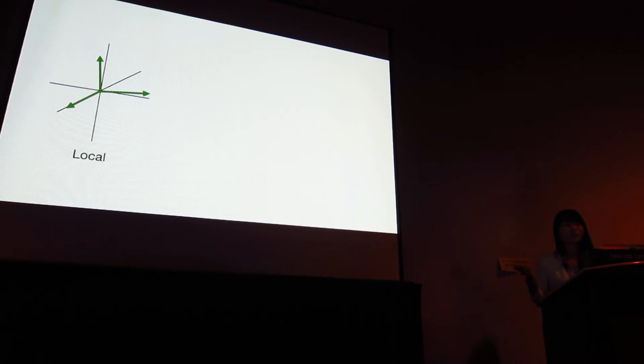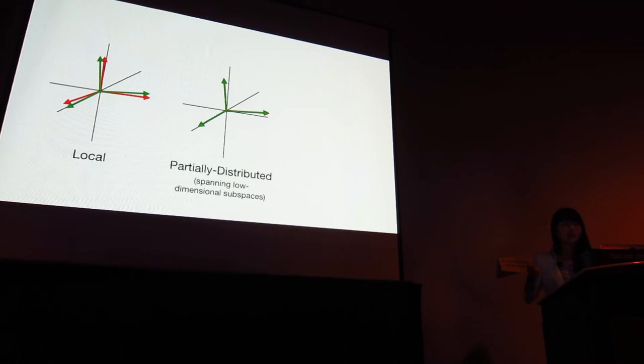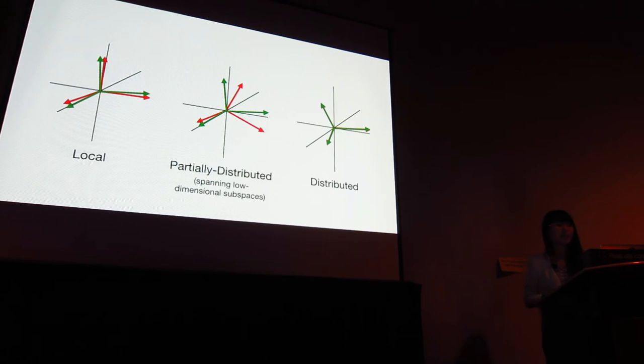To view this another way, in the local case, we would expect the basis vectors for both networks to be almost perfectly aligned. In the partially distributed case, we would expect to see rotations through low-dimensional subspaces for one net versus the other, for example, in 2 out of 3 dimensions. And in a fully distributed case, we expect an arbitrary rotation through all feature dimensions.